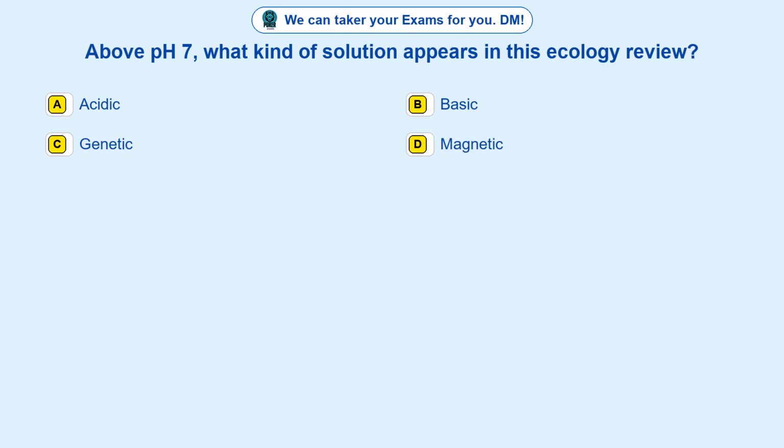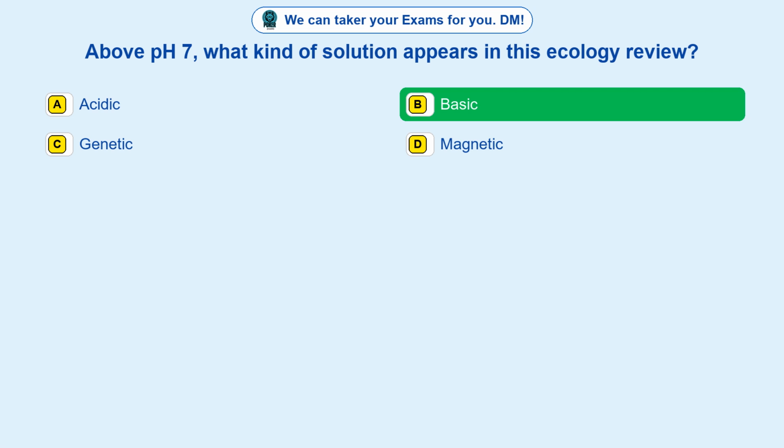Question 36. Above pH 7, what kind of solution appears in this ecology review? Option A, acidic. Option B, basic. Option C, genetic. Option D, magnetic. The correct answer is option B.